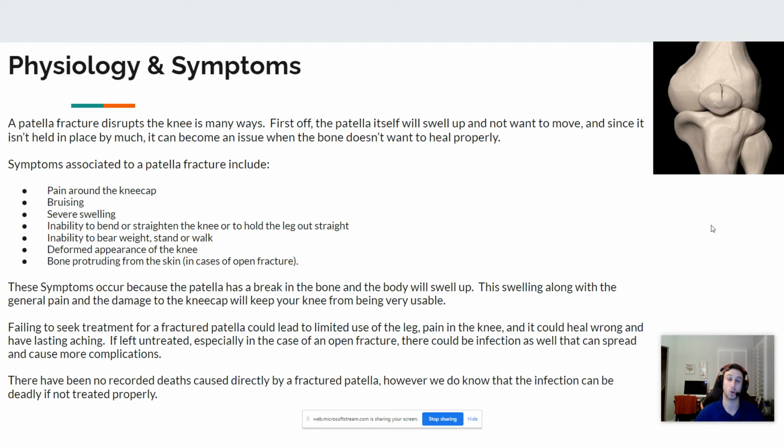There have been no recorded deaths because of a patellar fracture. However, like I said, infection, we always know that can be deadly. So we would like to treat it.